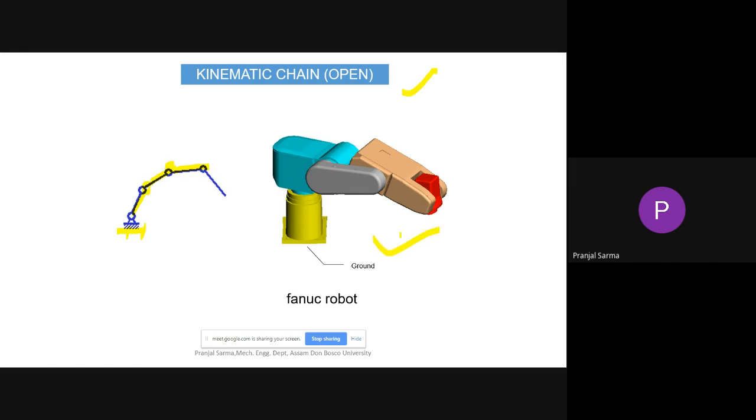Whatever different types of industrial robots you see nowadays are based on this. So we have the ground here, and the base link here. Then depending on what type of movement you have to give, different actuators will be there, and those links will be given different motion by an actuator. Then we'll have the end effector here, right?